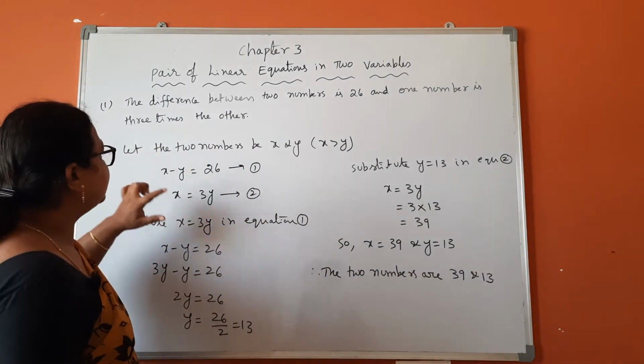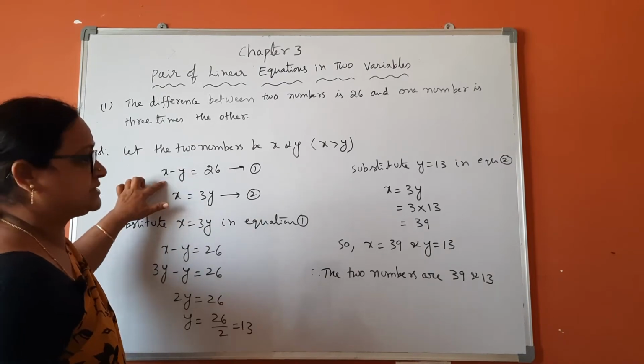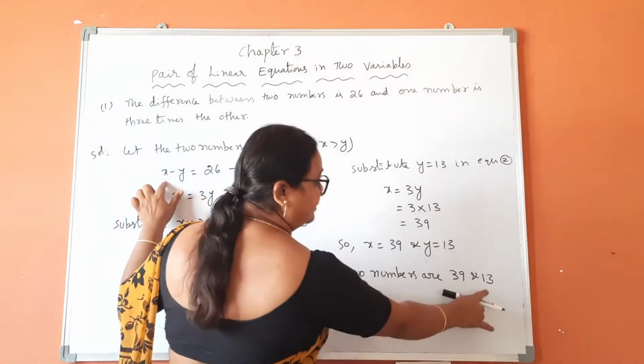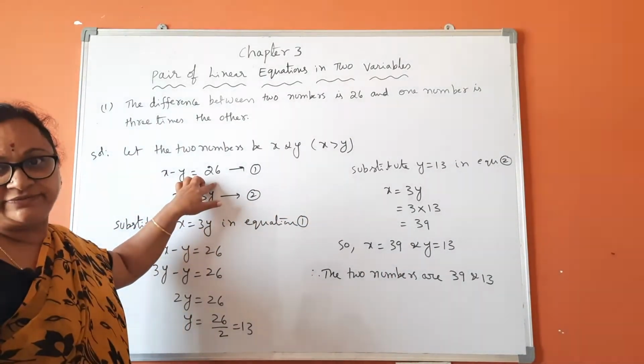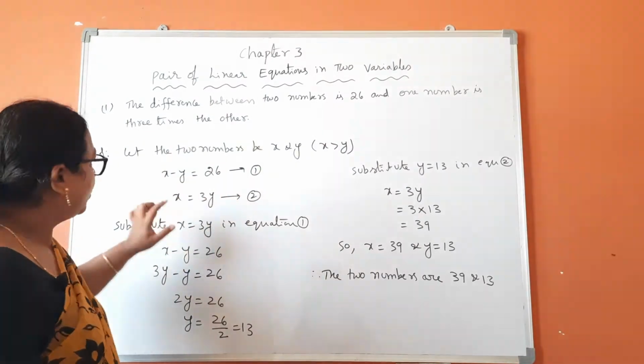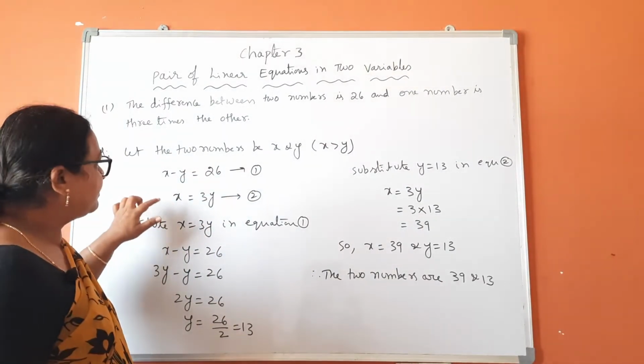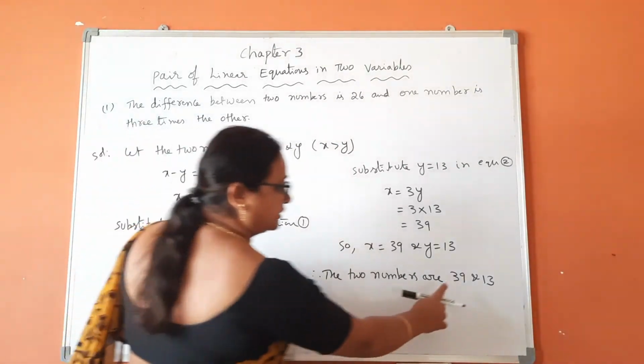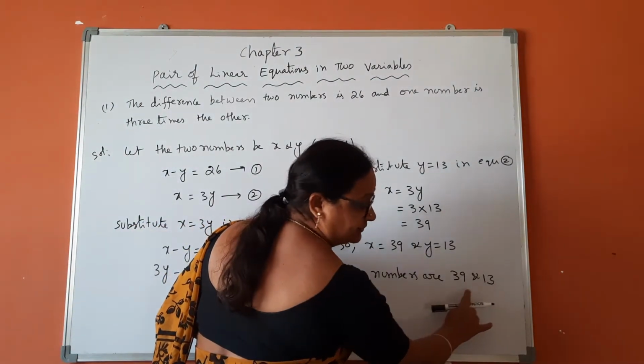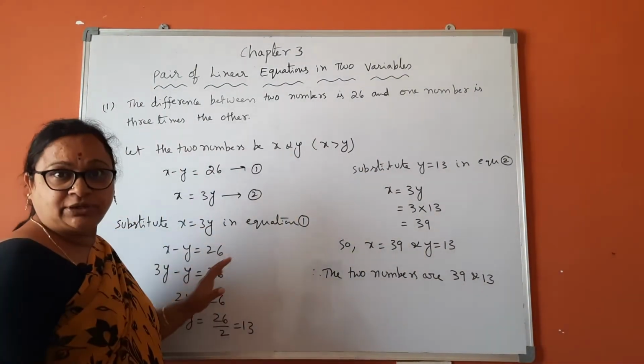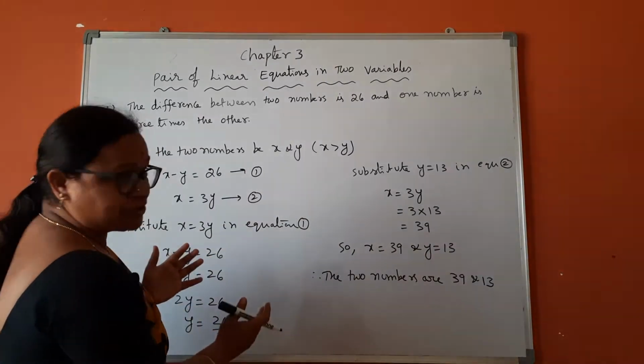Okay, you can check the result also. What is the first condition? Difference between two numbers. 39 minus 13 is equal to 26. First condition satisfied. What is the second condition? One number is 3 times the other. So 39 is 3 times 13. So the second condition is also satisfied. That means our solution is correct.